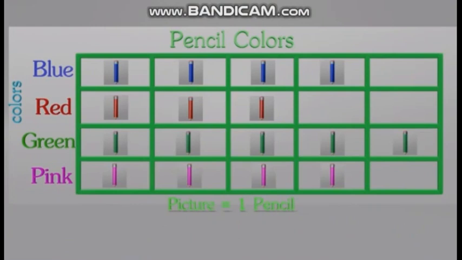This is awesome, guys. We now have a picture graph that shows how many colored pencils we have and how many of each color. This graph gives us lots of information. Now we can answer some questions. Are there more blue pencils than green? If we look at the picture graph, we can see that the answer is no. There are more green pencils than blue. We can tell that by seeing more green pictures than blue. Now, can you tell me which color has the least amount of pencils?